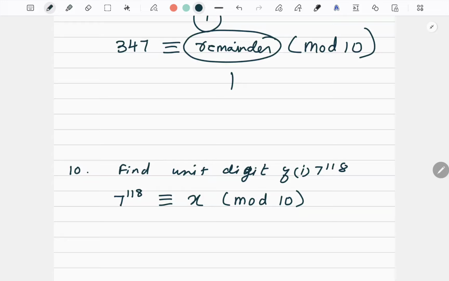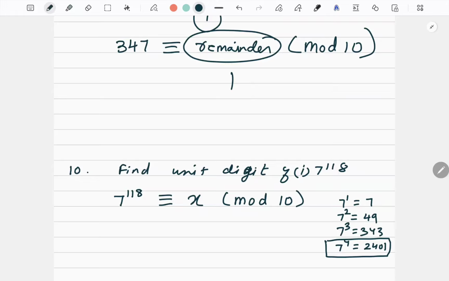Right. Now for 7 to the power 118, I will use exponent laws. I will split it up, but what split will be easy for me, that I have to think. So now how you should think here. Tell me, what is 7 to the power 1? 7. 7 to the power 2? 49. Correct. 7 to the power 3? 343. Right. 7 to the power 4? 2401. So this is something I am looking for. When I raise 7 to the power 4, I will get 2401.